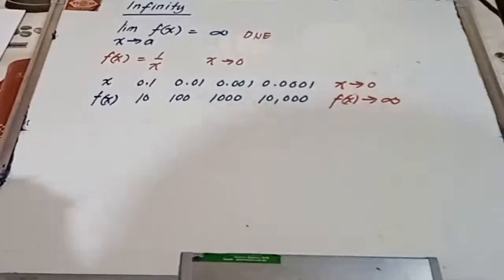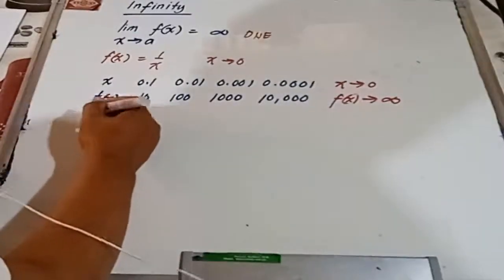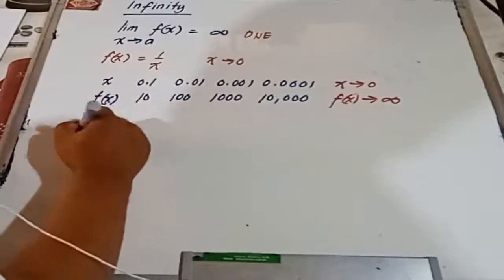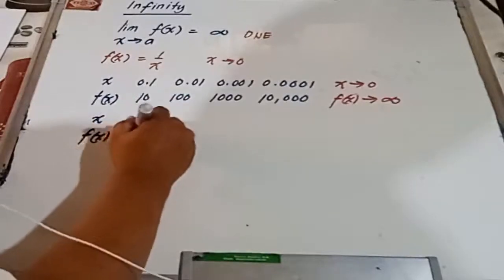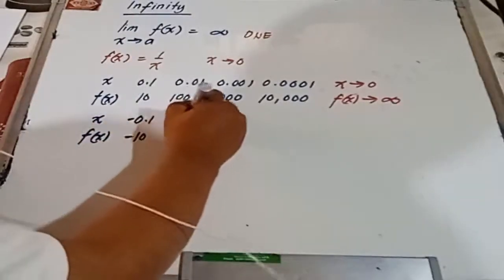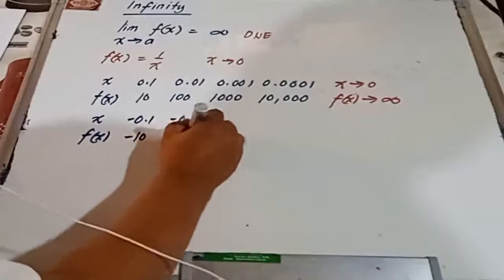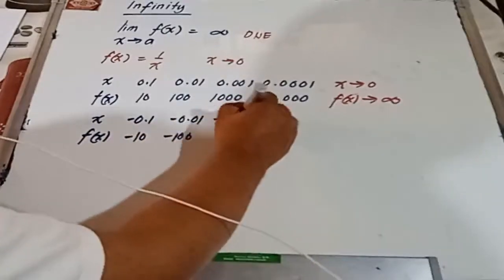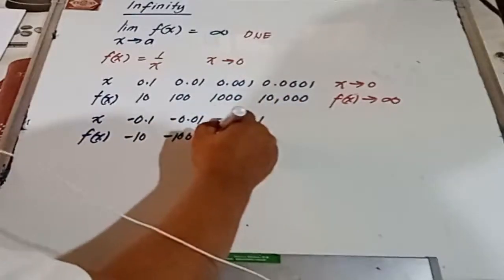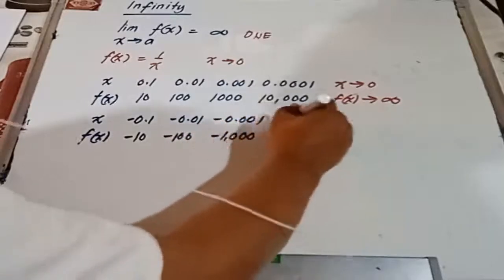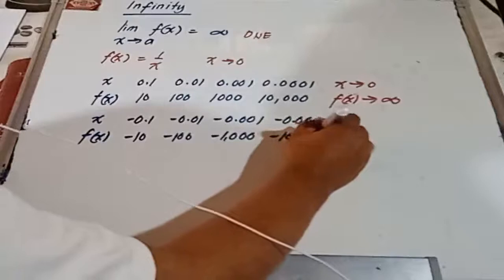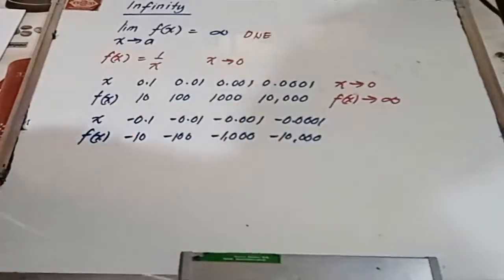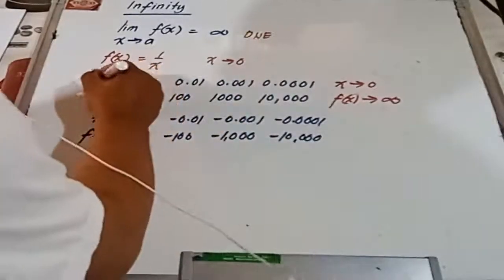Ganun din mangyayari if we have negative values of x. So, mapapansin natin, if we have x here, f of x here, we have negative 0.1, we have negative 10, negative 0.01, we have negative 100 here, negative 0.001, we have negative 1,000 here, negative 0.0001, we have negative 10,000 as the value of f of x. So, ito yung ating table of values.